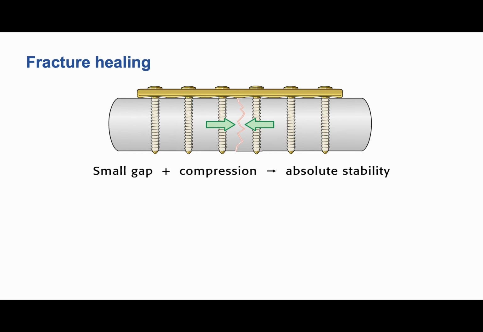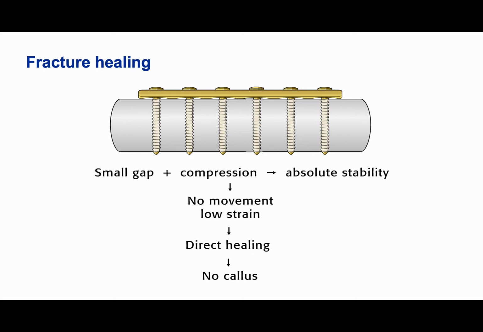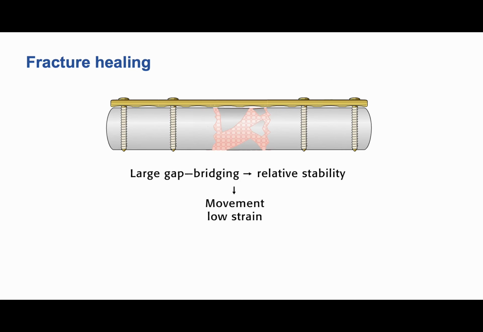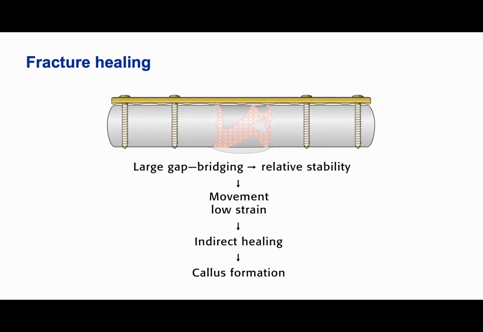Thus, simple fractures are best treated with reduction and compression, resulting in absolute stability. In the absence of micromotion, primary bone healing results with no callus formation. Simple fractures with a small gap but no compression will have poor healing capacity, while on the other hand, multifragmentary fractures with a larger fracture zone have smaller strain with relative stability. This induces secondary healing with callus formation.